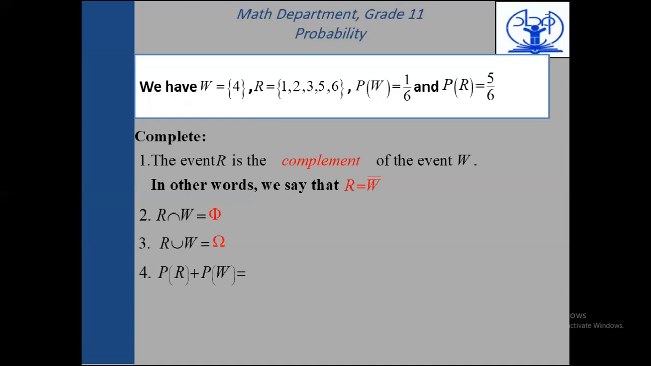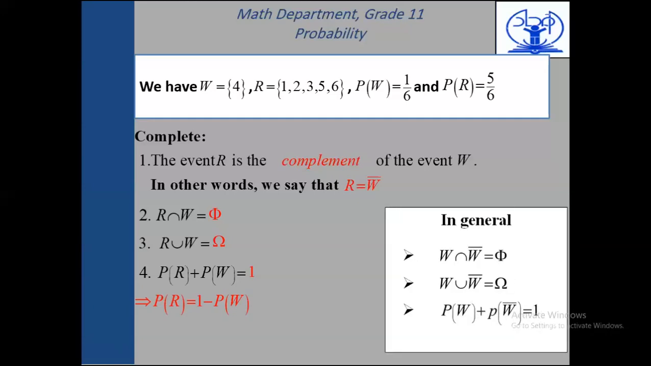Now, the probability of R plus the probability of W is 1. And this is always the case whenever the two events are complementary. So the probability of one of them will be 1 minus the probability of the other. So if there is a 10% chance to rain tomorrow, then there will be a 90% chance of not raining tomorrow. So in general, an event and its complement have no intersection. Their union is everything. The sum of the probabilities is 1, or the probability of one of them is 1 minus the other.